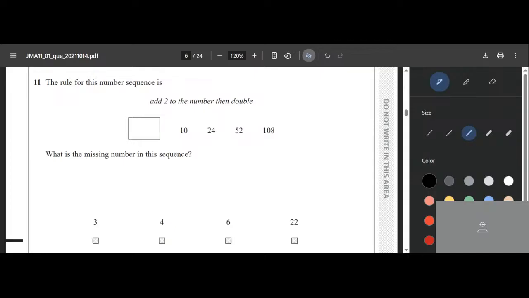You are told that the rule of this number sequence is you have to add 2 to the number, then double it. For example, let us use the number existing here. You have to add 2. It will be 10 plus 2, which is 12. Then double it. Double means times by 2. You'll get 24. And that's how they got this number. Same, if I take 24, I add 2, I'll get 26. 26 times 2, I'll get 52. That's how they're getting the next number.